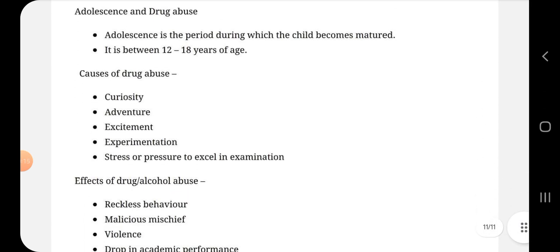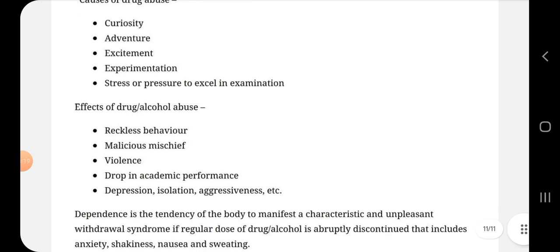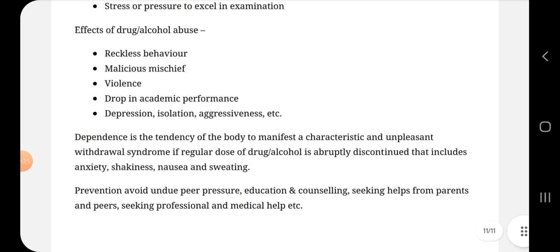Causes of drug abuse: curiosity, adventure, excitement, experimentation, stress, or pressure to excel in examination. Effects: reckless behavior, malicious mischief, violence, drop in academic performance, depression, isolation, aggressiveness.